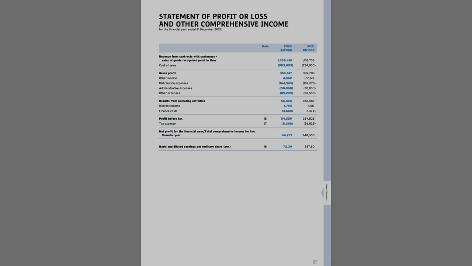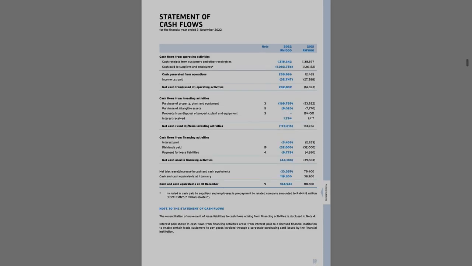Let's take a look at the revenue. The revenue is 1,339,410 ringgit. The cost of goods sold is 983,893 ringgit. The profit before tax is 54,425 ringgit. Lastly, this is the statement of cash flows of JASRI. We can see that the cash flow of JASRI is positive.